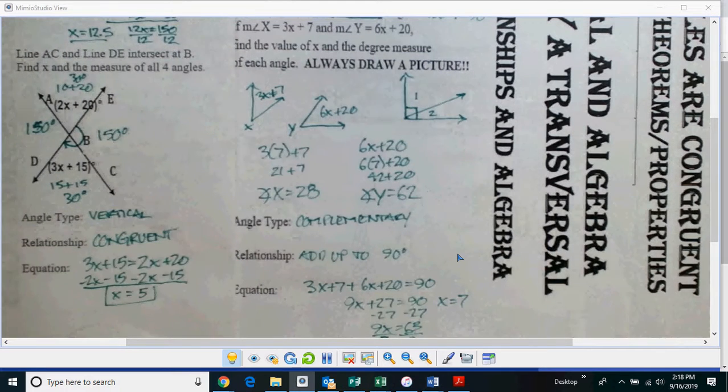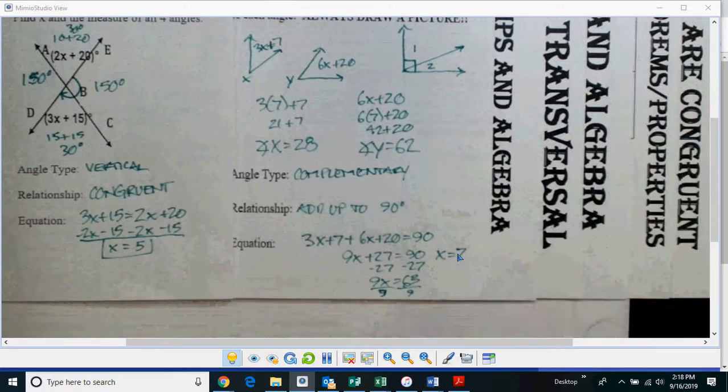Do 28 and 62 add up to 90? Yes, they do. So, that's it. Any questions?